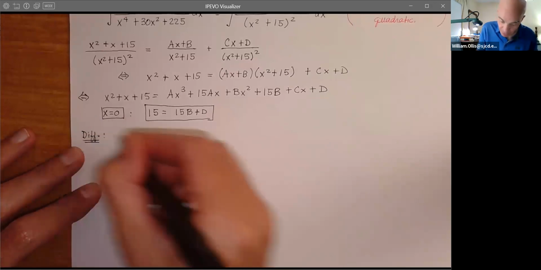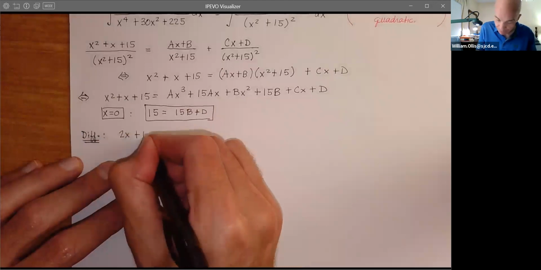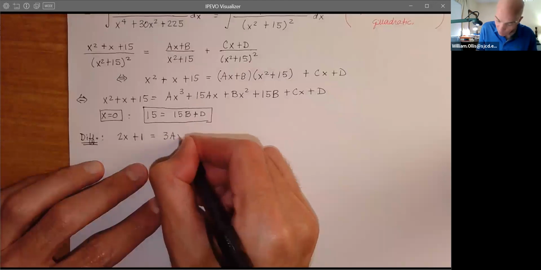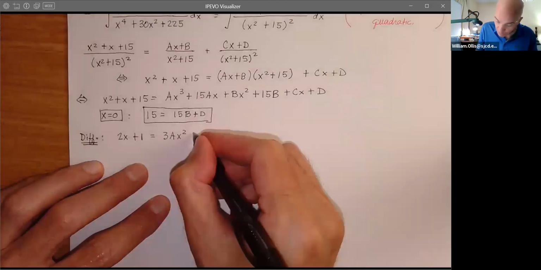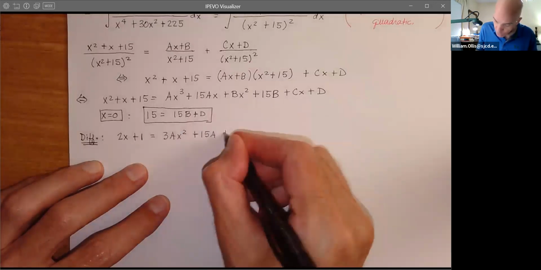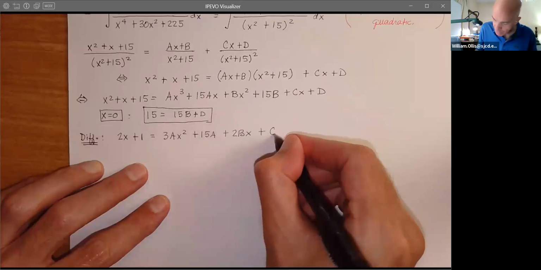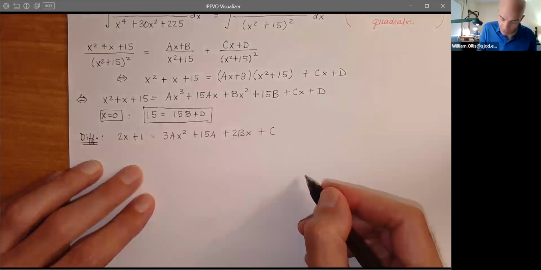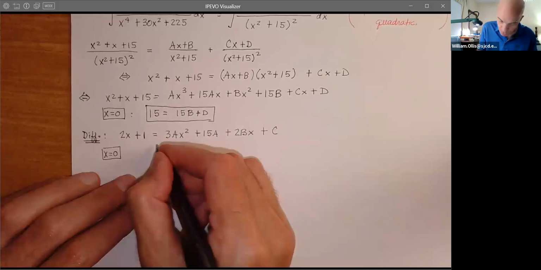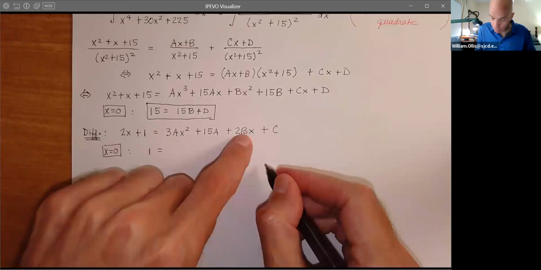Differentiate. Okay, so we get 2x plus 1 plus 0, 3ax squared plus 15a plus 2bx plus 0 plus c times 0. Okay, x equals 0. So what's this going to give us? 1 equals 15a plus c.